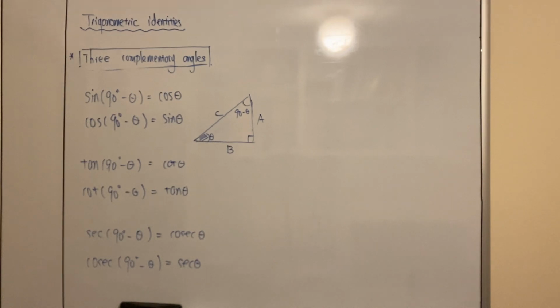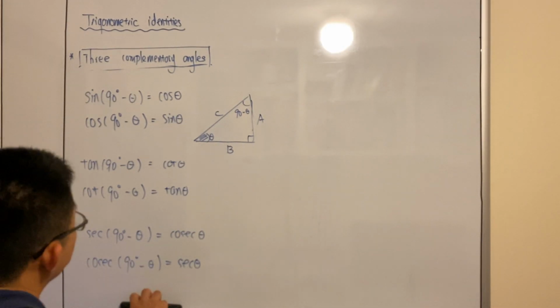The way you do it is you start from one side, and then you prove it to the other side. You can either start from the left-hand side or from the right-hand side. So let's start with some simple questions to begin with.